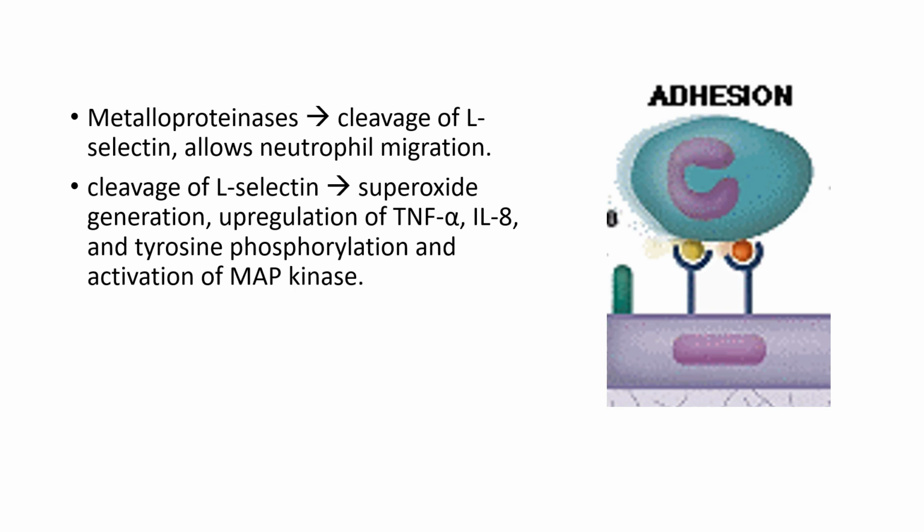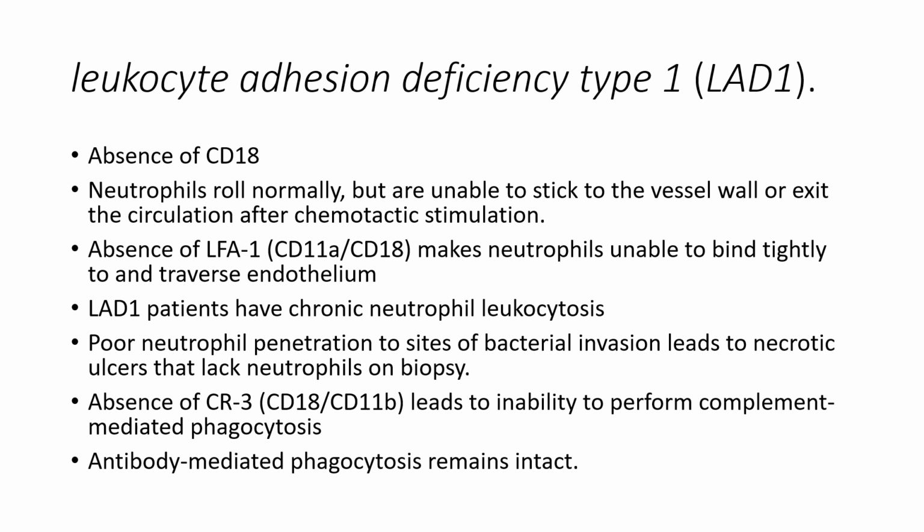Metalloproteinases help in the cleavage of L-selectin which is present on neutrophils. This cleavage leads to superoxide generation, upregulation of TNF alpha, upregulation of interleukin 8 and tyrosine phosphorylation and activation of MAP kinases. Now let's discuss a little about applied aspects.